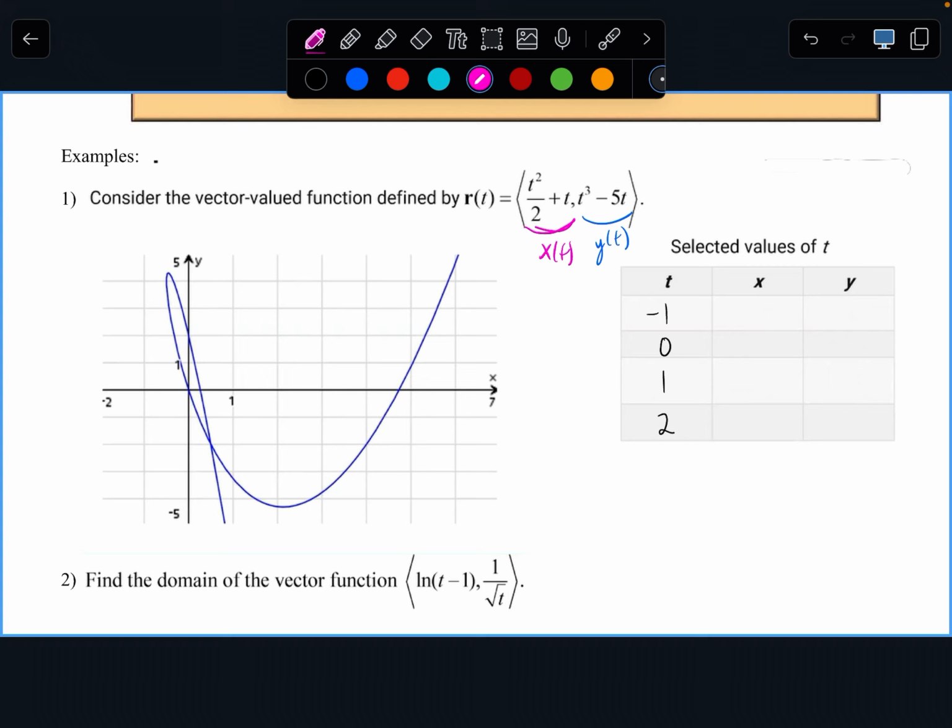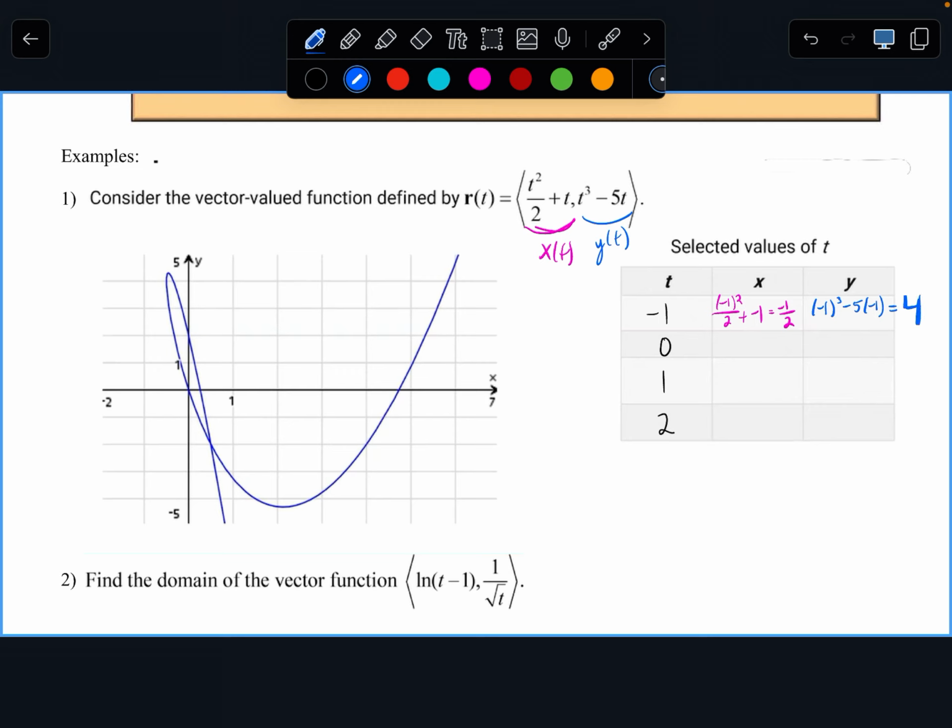So you plug it in for x. It's -1 squared over 2 plus -1, right? So it's -1/2. And then to get y, you do the same thing, but you just do -1 cubed minus 5 times -1. So is that 4?